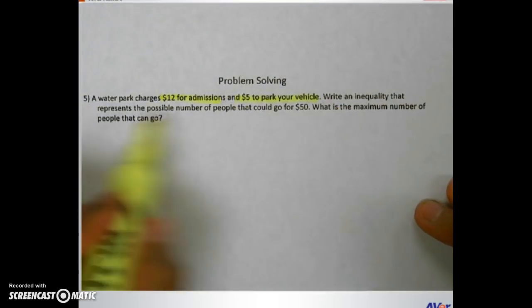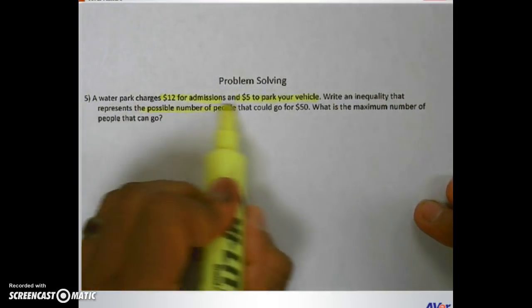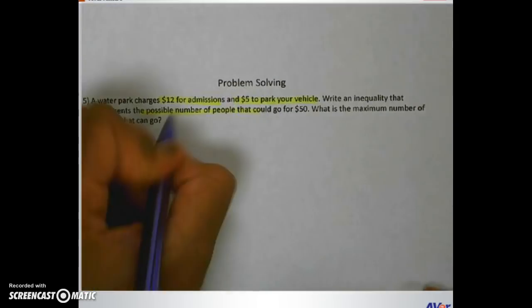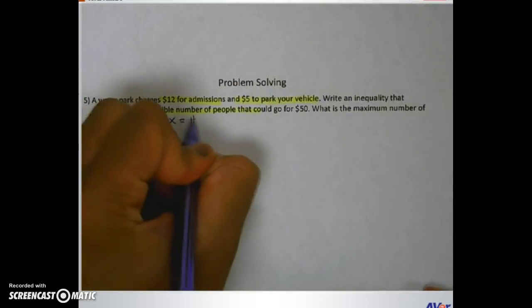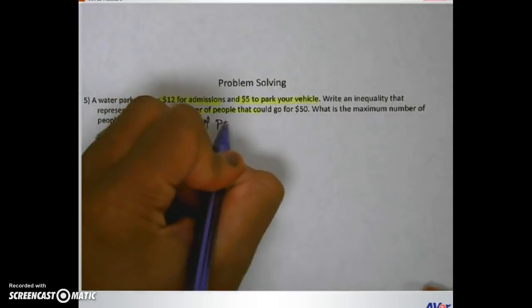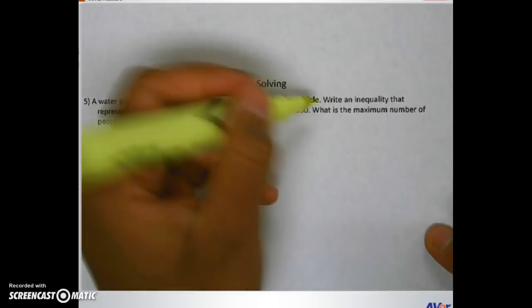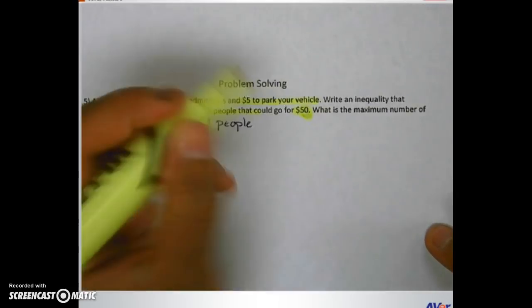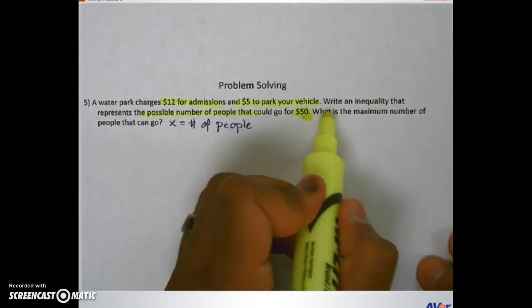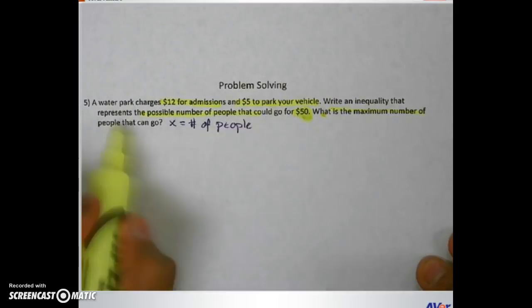Write an inequality that represents the possible number of people. So already x equals number of people that could go for $50. Assume, guys, that we're only taking one car. And the question is, what is the maximum number of people that can go?